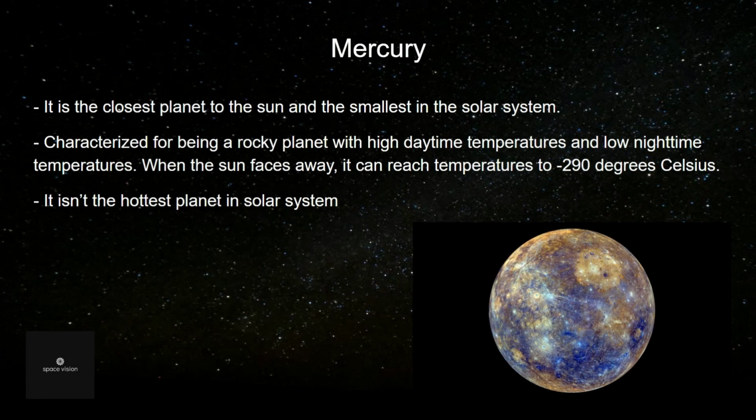And then we have got Mercury. Mercury is the closest planet to the sun and the smallest in the solar system. This planet is characterized for being a rocky planet with high daytime temperatures and low nighttime temperatures. When the sun faces away, it can reach temperatures of minus 290 degrees Celsius. And it isn't the hottest planet in the solar system. I know it's near the sun, but it isn't the hottest planet in the solar system.